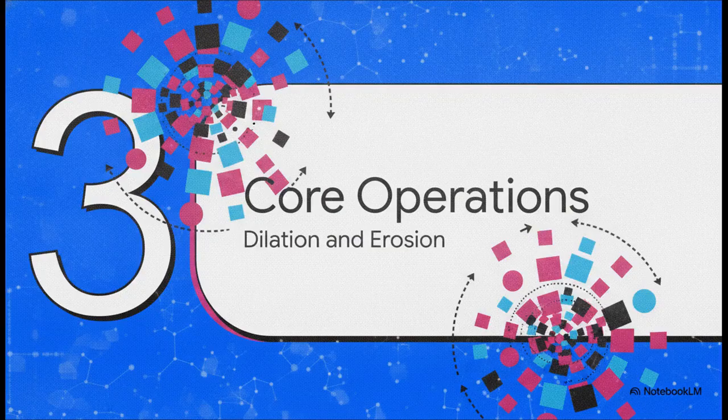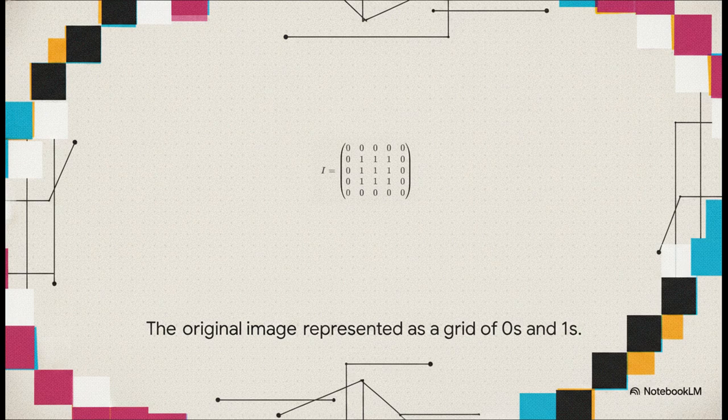All right, Section 3, Core Operations. Let's look at how we make things bigger and make things smaller with dilation and erosion. Take a look at this really simple image, represented as a grid of numbers. The zeros make up the background, so that's black, and the ones make up that small square shape right in the center, so that's white. This is our original, untouched image. Now let's see what happens when we unleash our first tool on it.